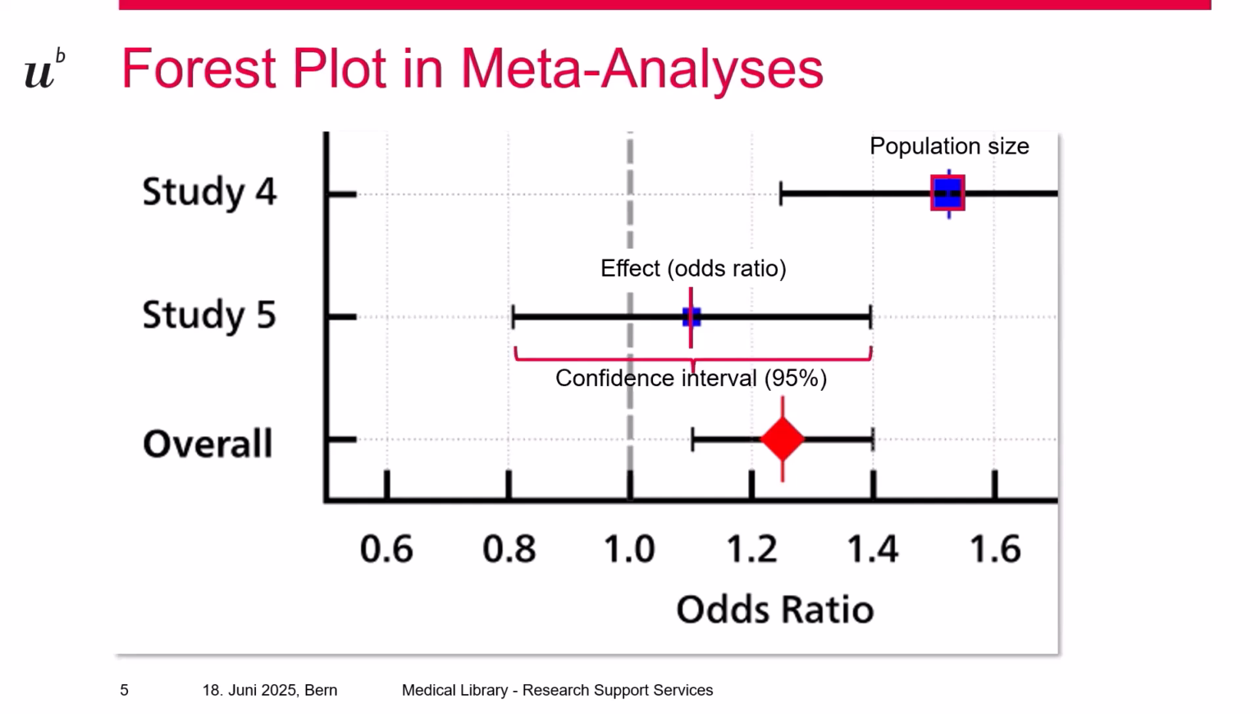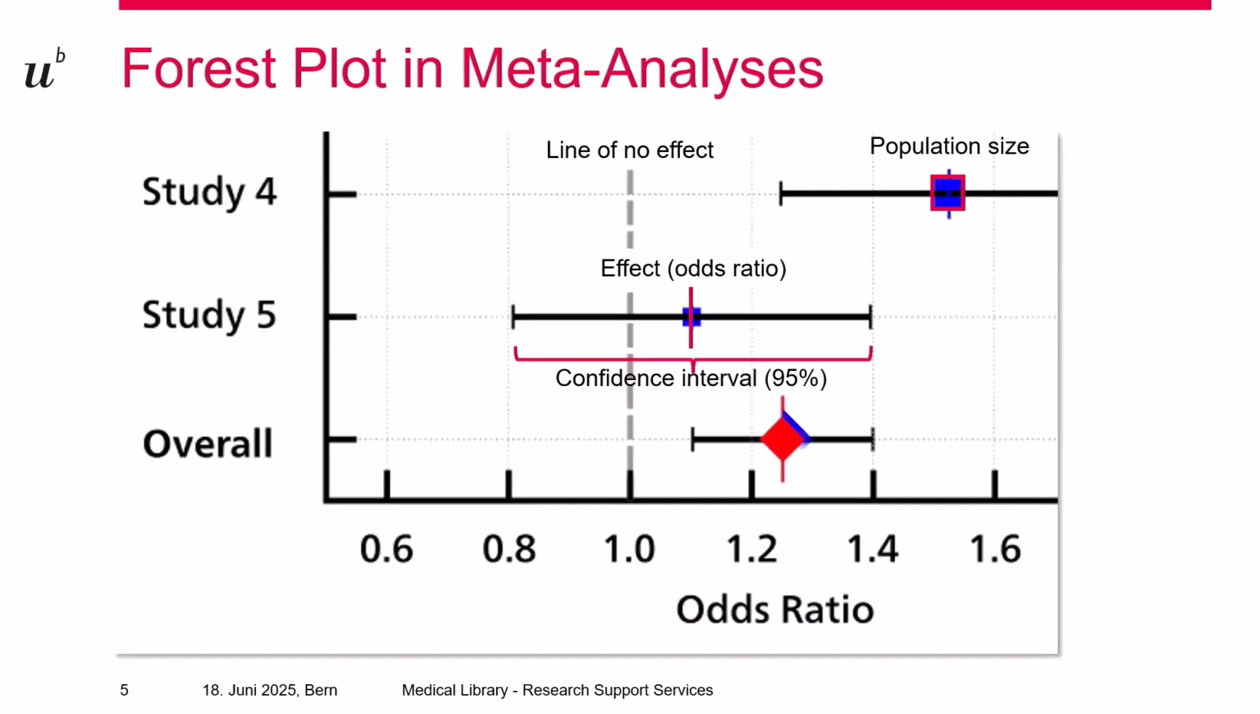The horizontal line crossing the square shows the extent of the confidence interval. Usually, it's calculated for 95%. And there is also a line of no effect. If the effect or the confidence interval crosses this line of no effect, it means that the effect of the intervention is not statistically significant.